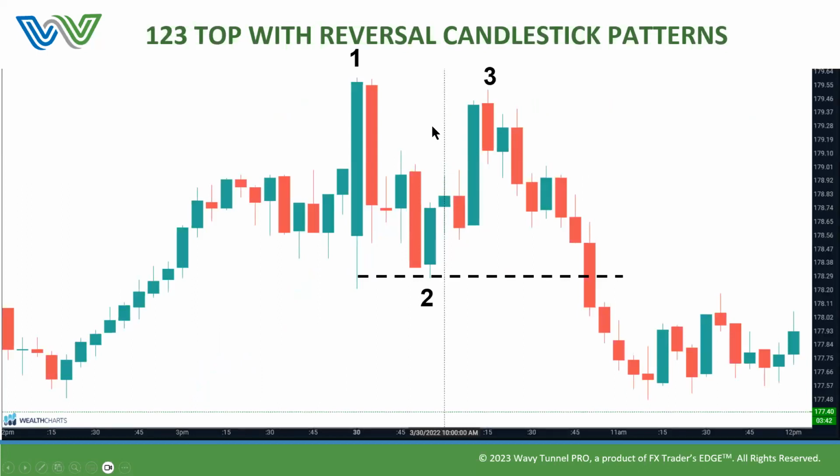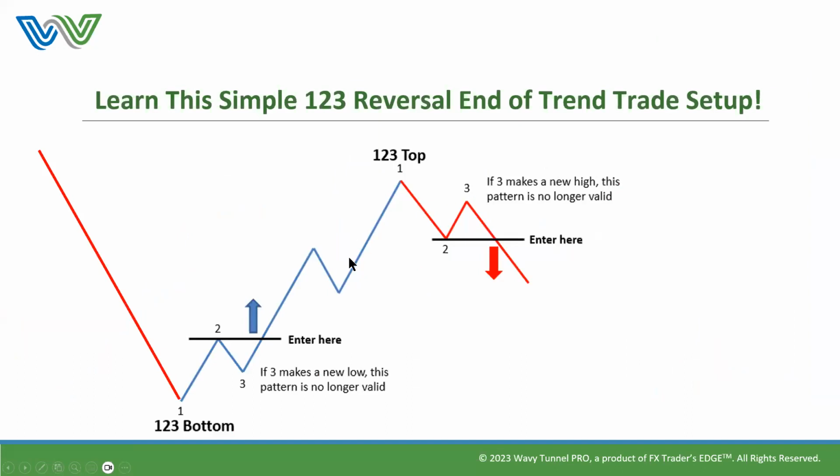This is what it looks like with some candlesticks. Point 1, point 2, point 3, and then we break down. Now the initial minimum target for this reversal pattern is really the length of the first move down. Let me just show you. This would be the first move down, and then the retracement, and then we have the next move. So this distance would be the minimum target.